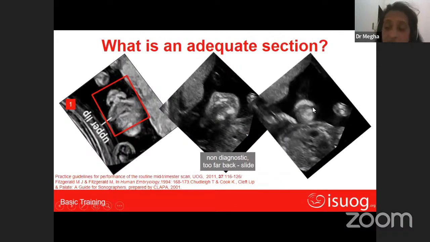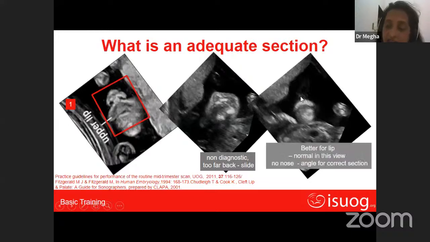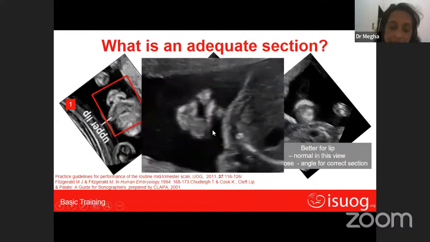You can see the upper lip very clearly here, and the ISUOG guideline says that this is the minimum that you should get in your mid-trimester anomaly scan. You're not able to see the nose in this section, but if you angle a little more towards the nose, you would be able to see the nose and the nostrils. This is the lower lip. This is the upper lip with a cleft and a distortion of the nose. And that's something that needs a referral.